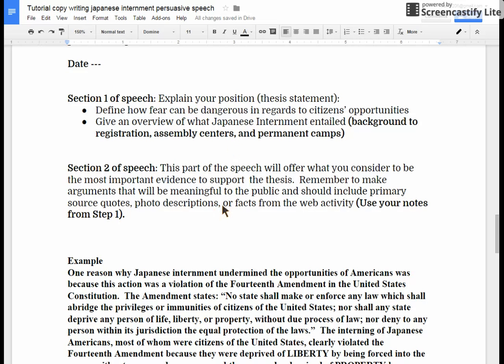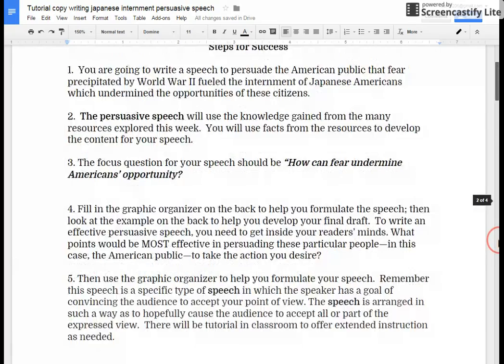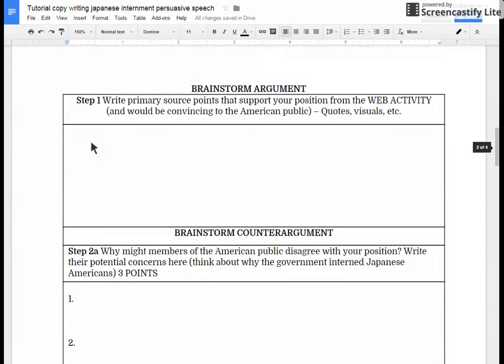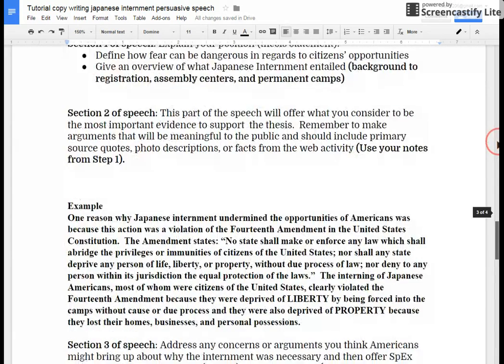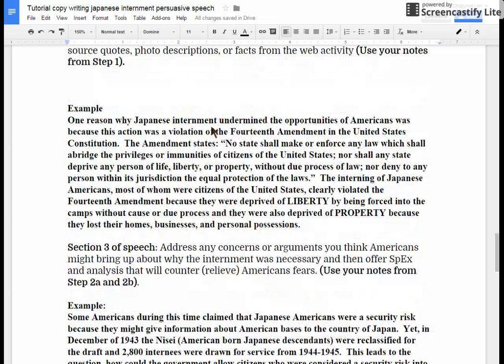Once you've completed section 1, you'll then go on to section 2. And this is in correlation with your graphic organizer. So the 3 pieces of evidence that you put in step 1 are the 3 pieces of detail that you will talk about in section 2 of your speech. Remember, these arguments should be meaningful and they need to be put into a description that will convince the audience that you're correct. So what I did is I actually created an example that you see of a particular piece of information and how to put it into context.